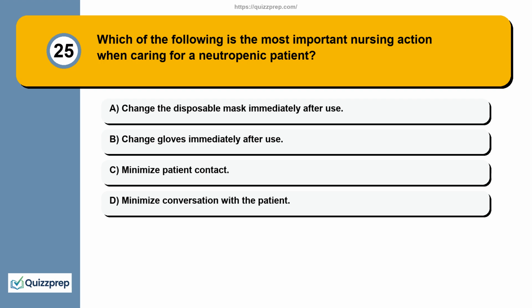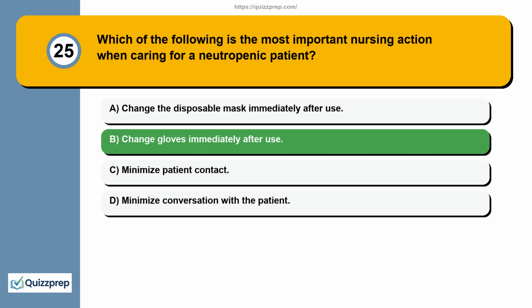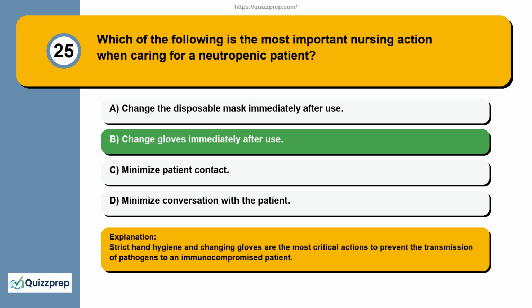Question 25. Which of the following is the most important nursing action when caring for a neutropenic patient? Change the disposable mask immediately after use. Change gloves immediately after use. Minimize patient contact. Minimize conversation with the patient. Strict hand hygiene and changing gloves are the most critical actions to prevent the transmission of pathogens to an immunocompromised patient.